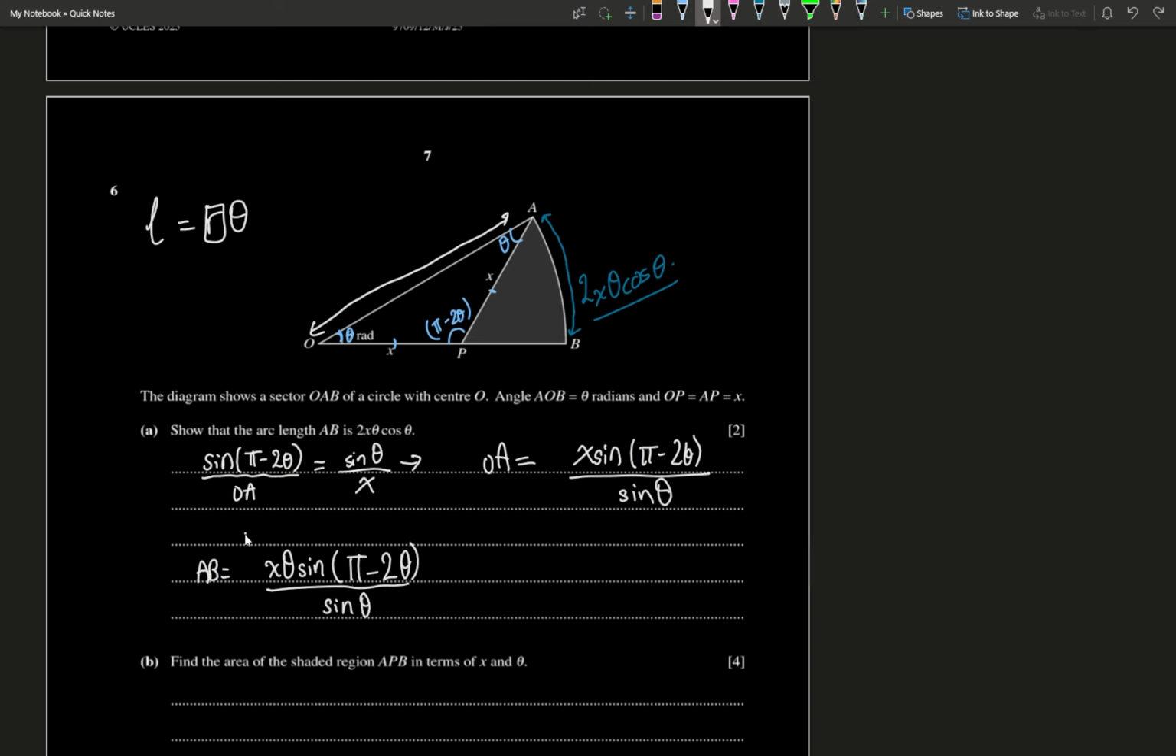But this is not the answer. Even though they are equivalent, they are not exactly the same, because sine pi minus 2 theta is not in the required answer. You did not learn how to expand this in AS level. It is in A2 level, the double angle formula. This method will not work. Let us consider another method. So let's erase all of this.